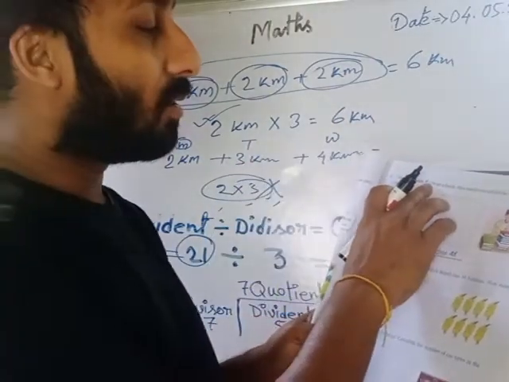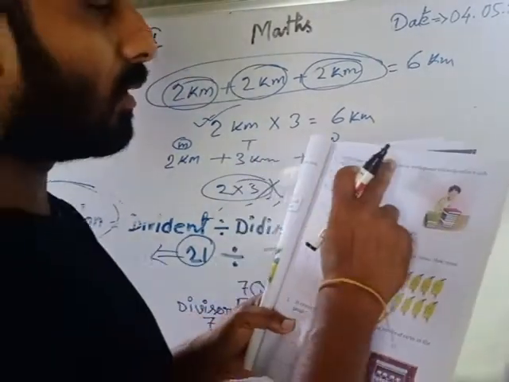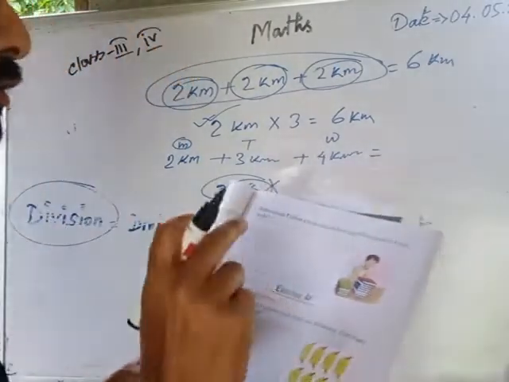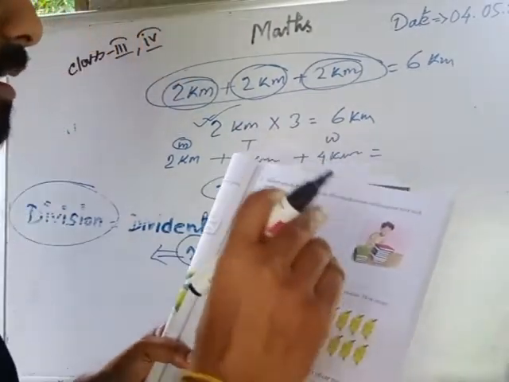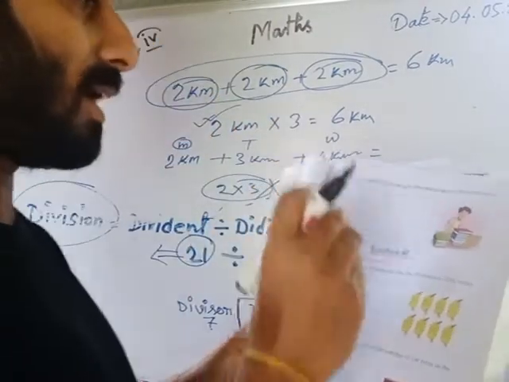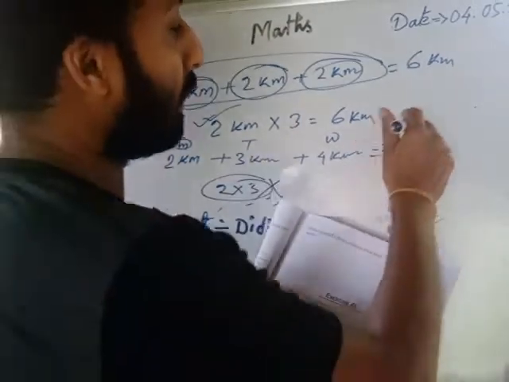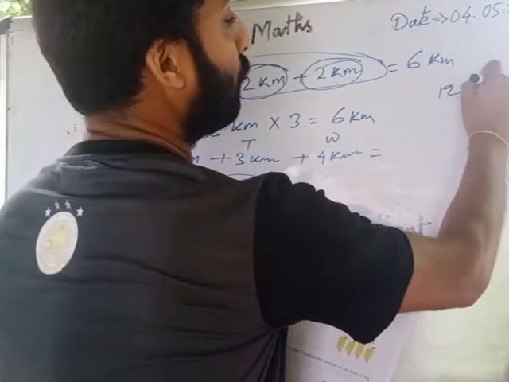Mohan spends 120 on a book. How much money will he spend on 4 such books? That means each and every book costs the same, the price is the same, 120. At that time we should multiply 120 by 4.